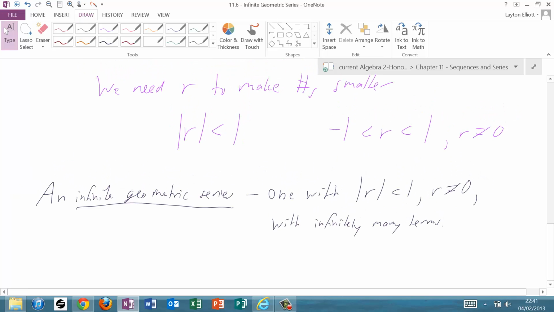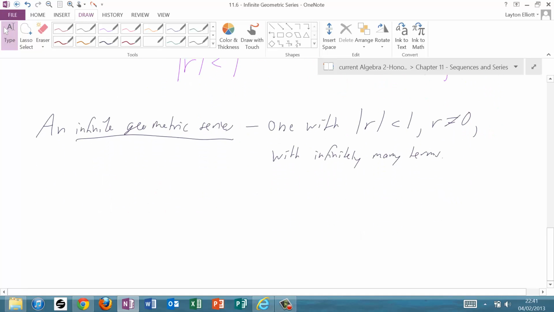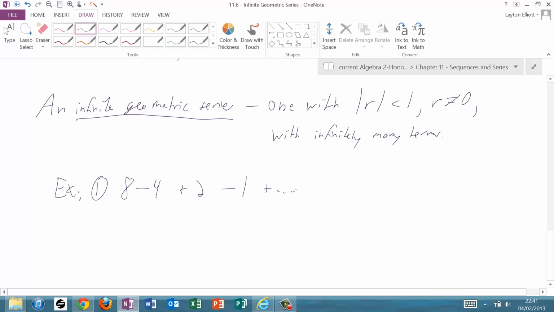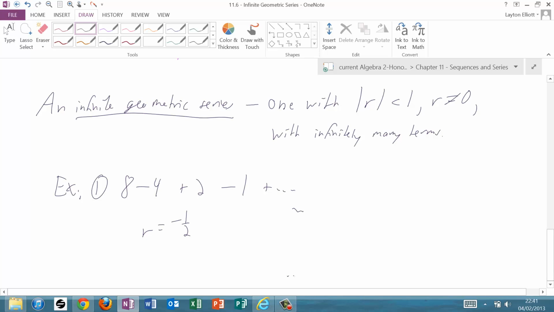So, kind of important there, and let's do one example here. Let's take 8 minus 4 plus 2 minus 1 plus... This is similar to the one we did before. We have an r value, though, that's equal to -1/2. So rather than the numbers just getting smaller, they get smaller and then smaller and smaller, and it starts to look a little bit like this, where we sort of have this wave, but it's still converging. It's still approaching a number. So let's figure out what the sum would be.